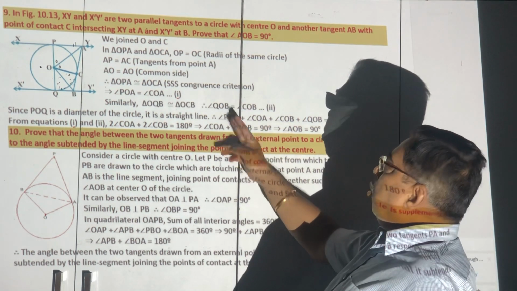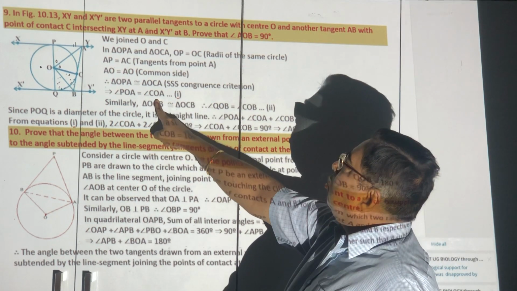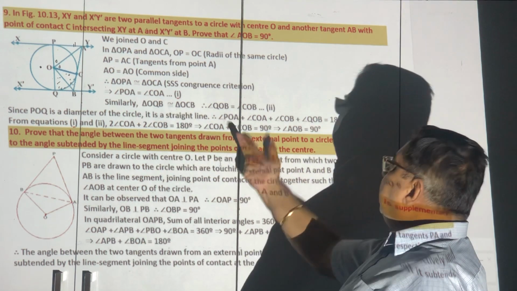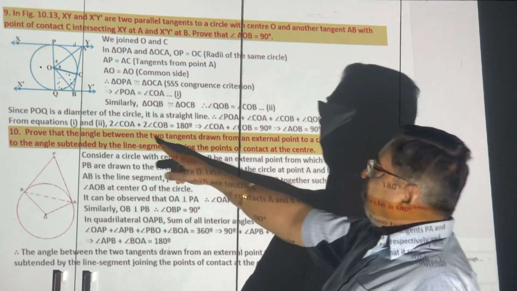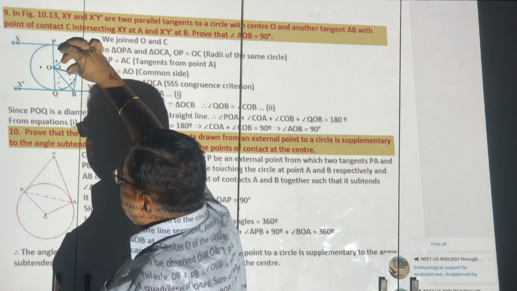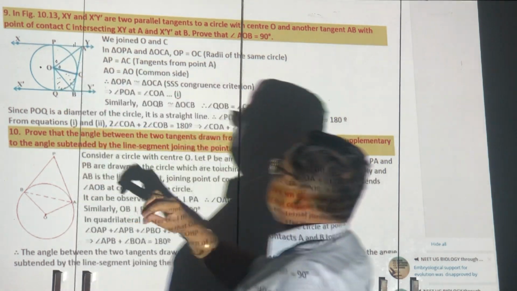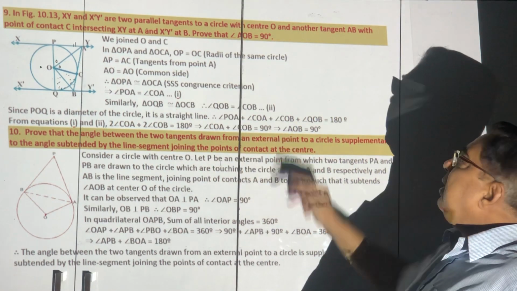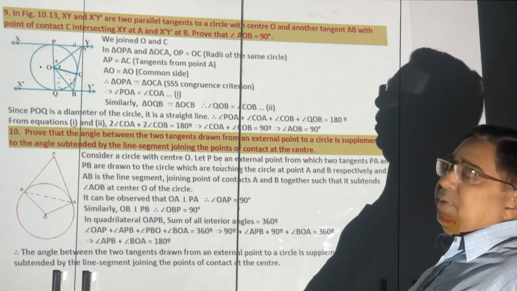Now, because they are equal, I will double them. So, double of half, these are equal. So I take double of this and double of this. So the sum will be 90. And that angle is AOB.